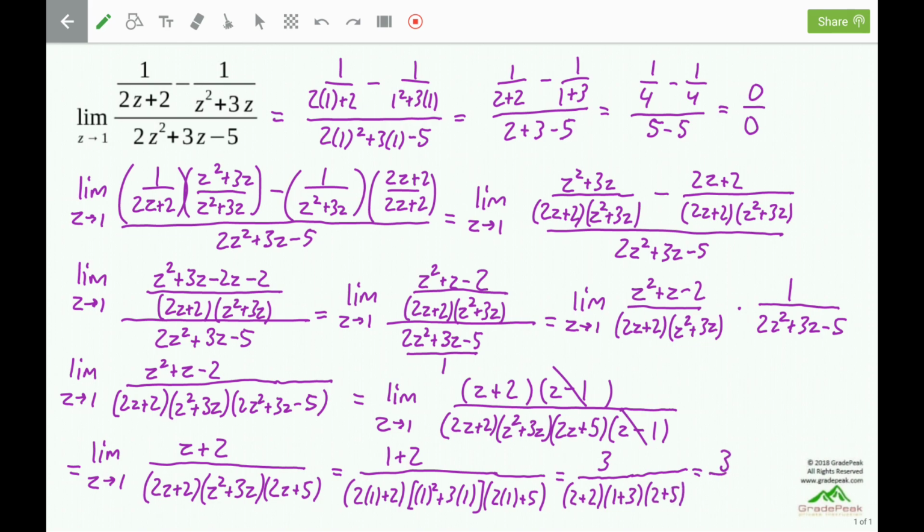So that's giving us 3 over 4 times 4 times 7. 4 times 4 is 16 times 7 is 112. I will have 3 over 112.